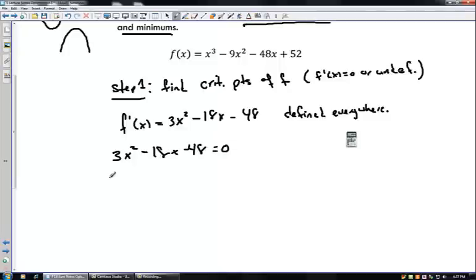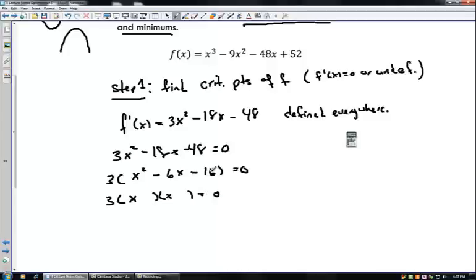And hopefully I can factor out this 3, otherwise it's going to be a pain. So it looks like I can. So this is going to be an x squared minus 6x, and then minus, let's see, 48, is that 16? Yeah, 16. Equal to 0. And then hopefully I can factor on the inside. So it's going to be x plus or minus something, x plus or minus something equal to 0.